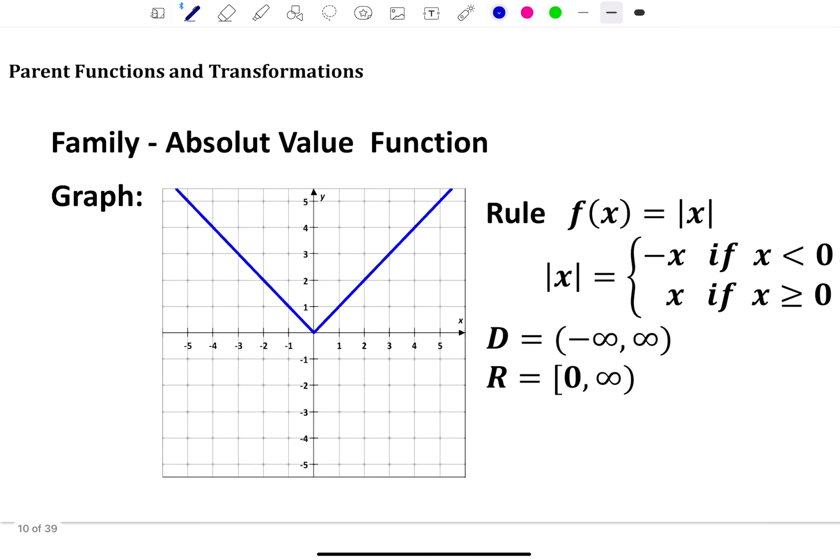Next is the absolute value function. The graph looks like a letter V, and the absolute value function is a piecewise defined function. Absolute value of x is equal to itself if x is greater than or equal to 0. It's the opposite of x if x is less than 0. Domain is all real numbers. Range is 0 to infinity only.